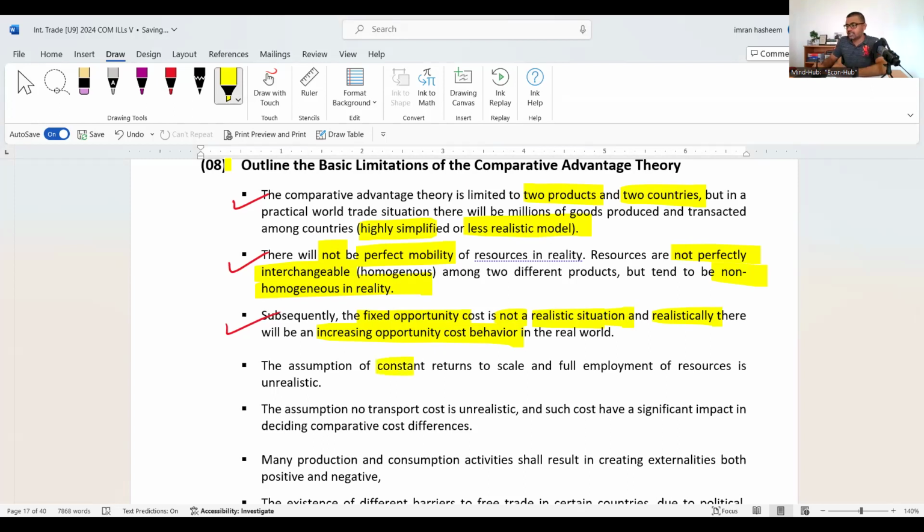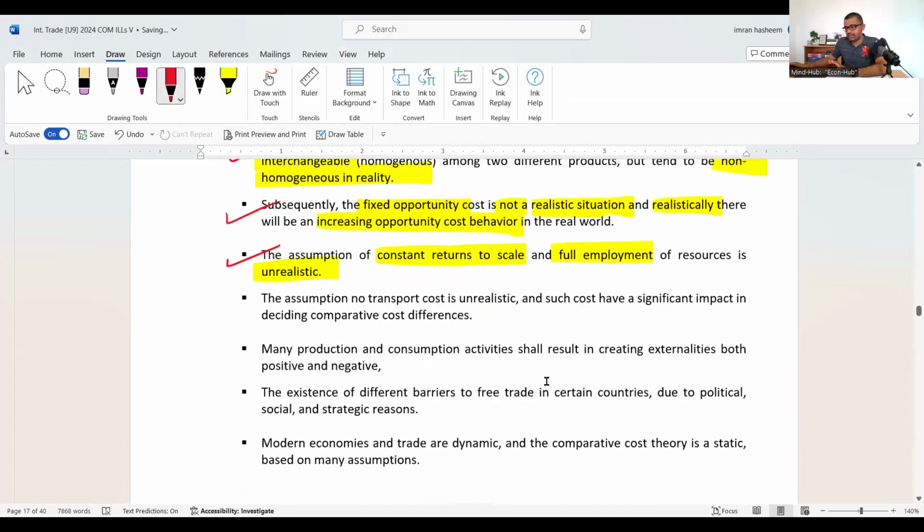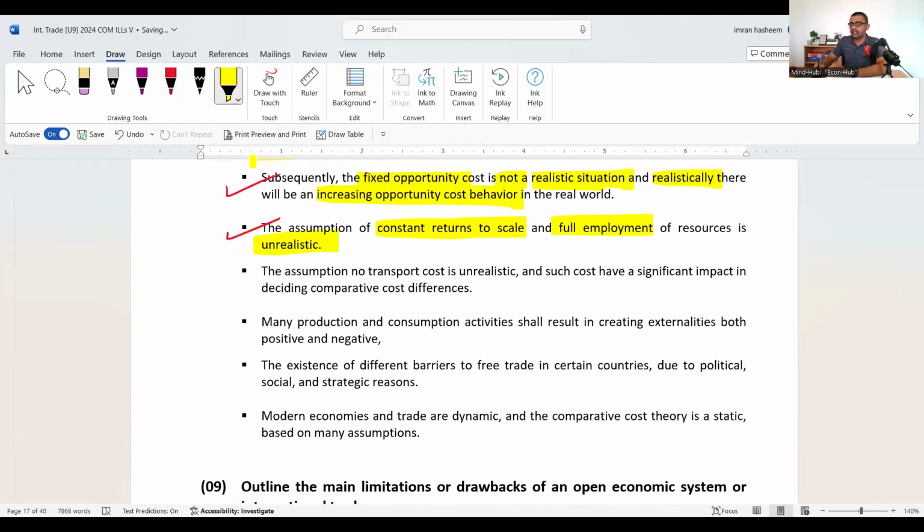The assumption of constant returns to scale and full employment of resources is unrealistic, as I explained. So again, we keep on hitting the assumptions and coming up with limitations or identifying them as limitations. Then the assumption of no transportation cost is unrealistic. As I said before, logistics is a big part of it. A significant impact is there on the comparative cost because of the transportation or logistical cost.